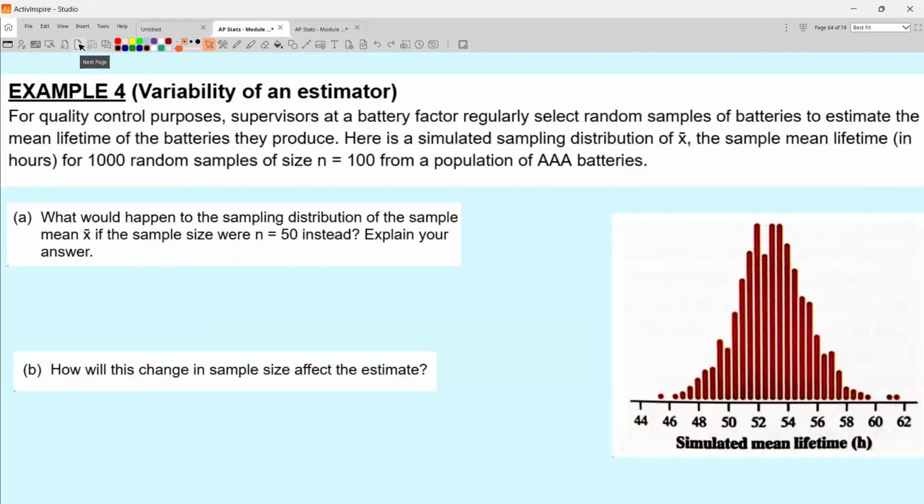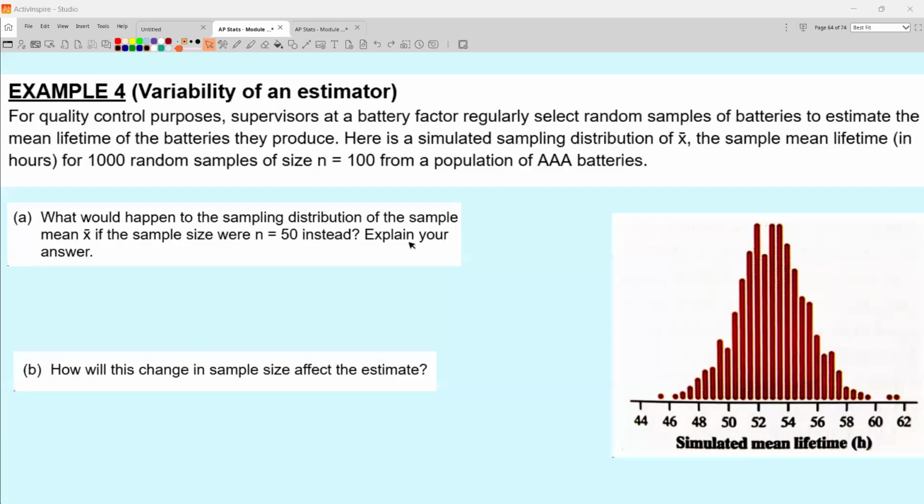So let's look at example 4. For quality control purposes, supervisors at a battery factory regularly select random samples of batteries to estimate the mean lifetime of the batteries they produce. Here is a simulated sampling distribution of X bar, the sample mean lifetime, in hours for 1,000 random samples of size n equals 100 from a population of AAA batteries. Notice that this sampling distribution seems to have a nice normal shape or very close to it.